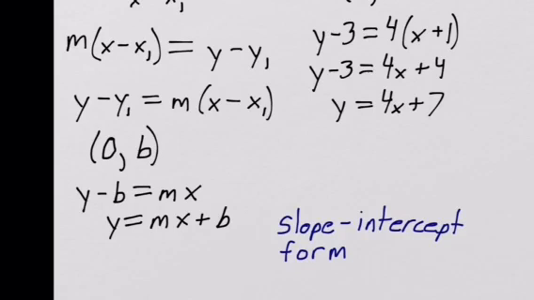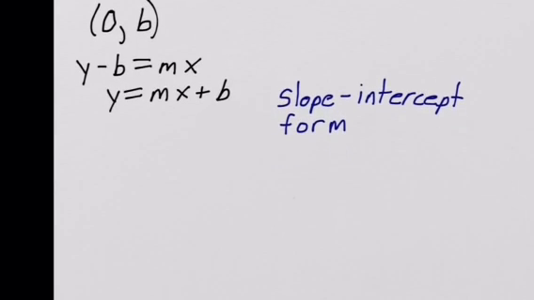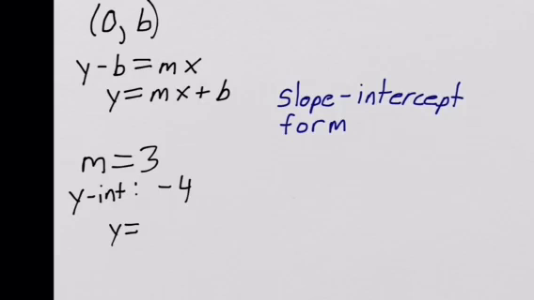So, something we can do from that is if we're given the fact, let's say m equals 3, and the y-intercept is -4, we can just plug this in directly as y equals 3x minus 4.